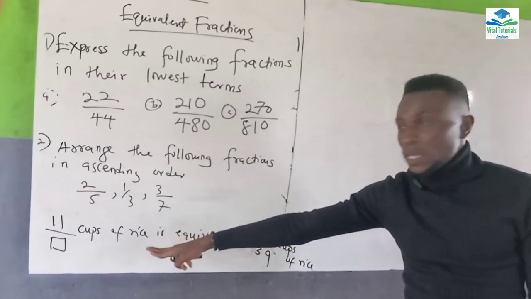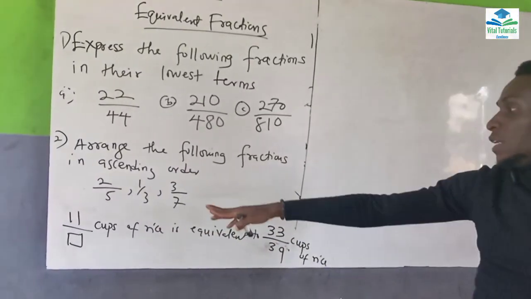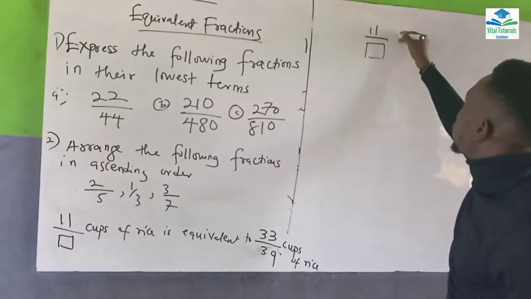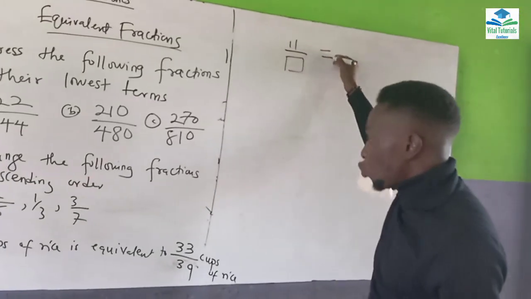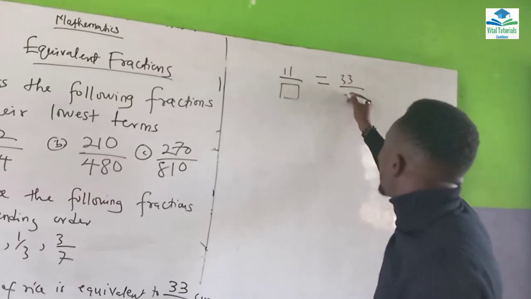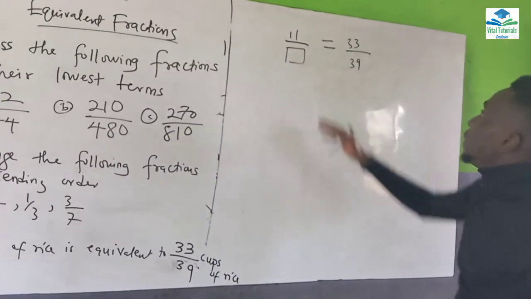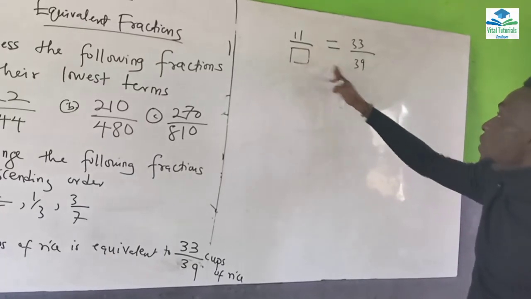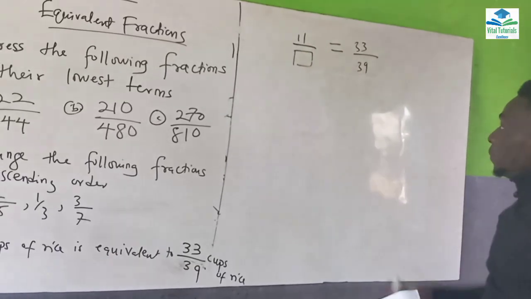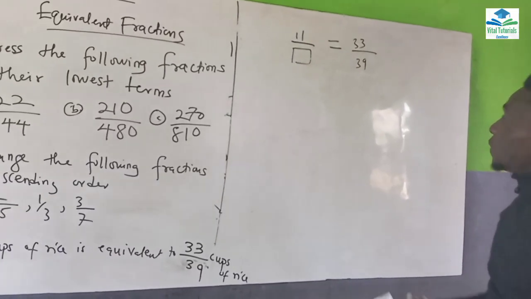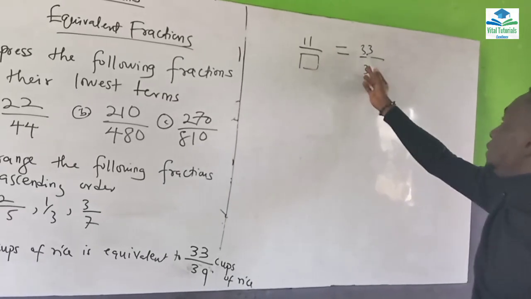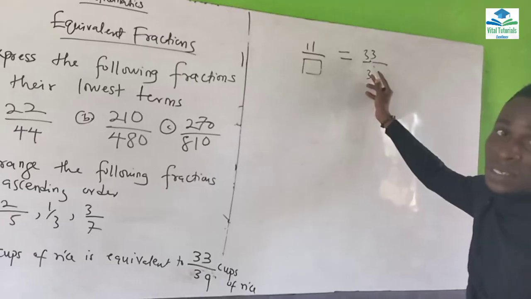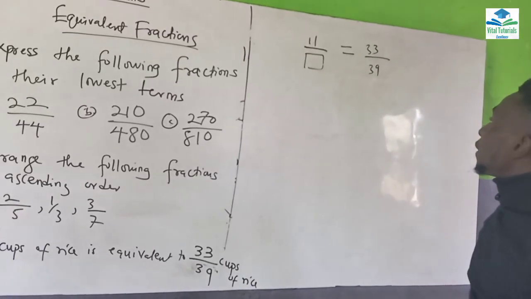Now, this is number 3. You have 11 over a box, cups of rice, is equivalent to 33 over 39. Now, this 11 is equivalent to this 33. Now, they're asking you what is equivalent to this 39. The simplest way to do this is to look at this 11 and this 33. What number do they multiply to this 11 to get 33? I think the number is 3.